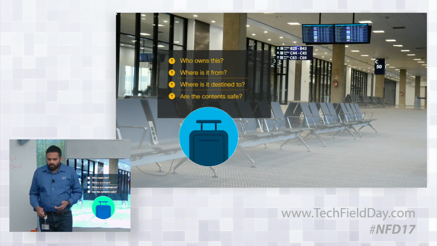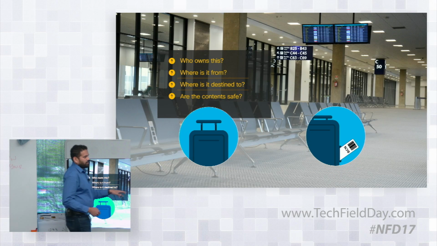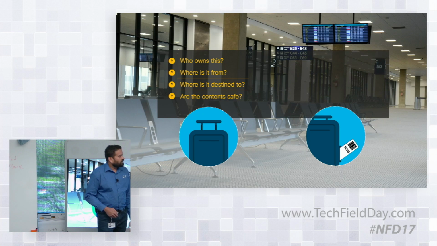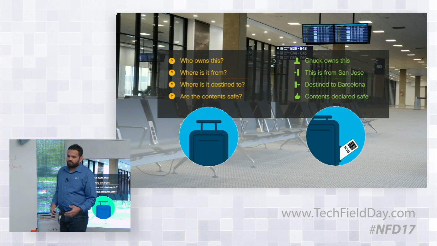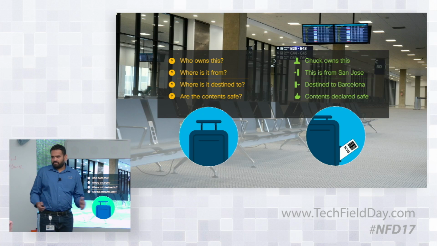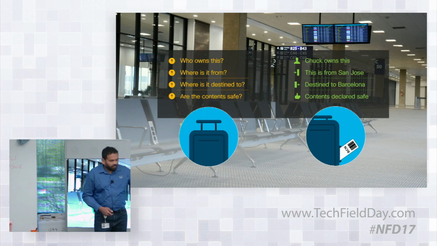What happens is we see another bag now. But in this case, this bag has a label, and there's a barcode on that label. When we scan, we get to know that this bag belongs to a passenger named Chuck, and is coming from San Jose. The bag is headed to Barcelona for Cisco Live, that's happening end of this week. And the contents are being declared safe by the owner. We have a lot of comfort with the second bag when compared to the first one.